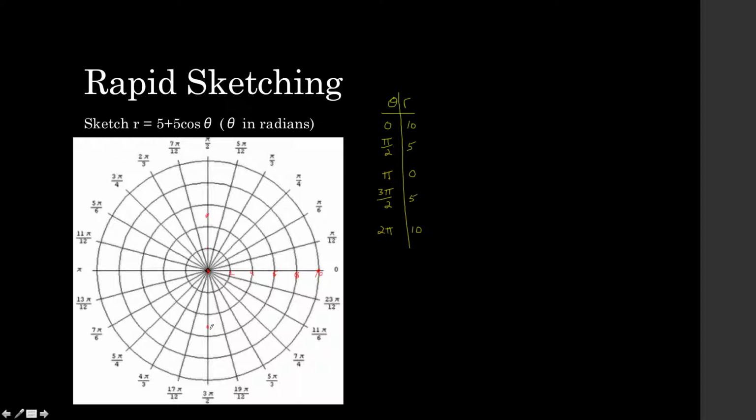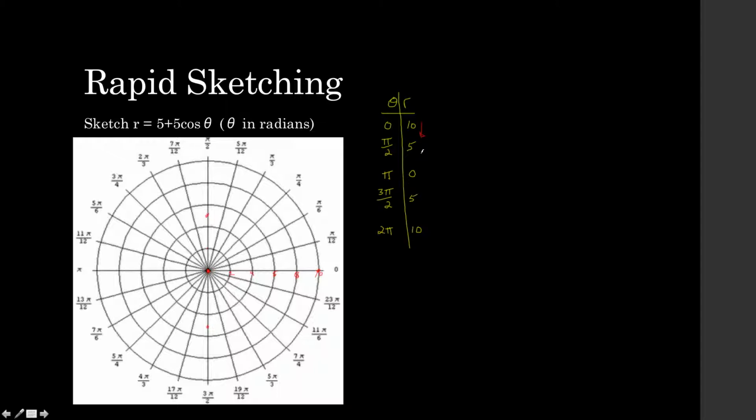Now, you're thinking to yourself, Mr. Francis, we're going down. How is that increasing? You can't think of this like the rectangular coordinate system. Remember, this r value is 0. This one is 5. So we are increasing. See? We decrease from here, 0 to pi over 2.